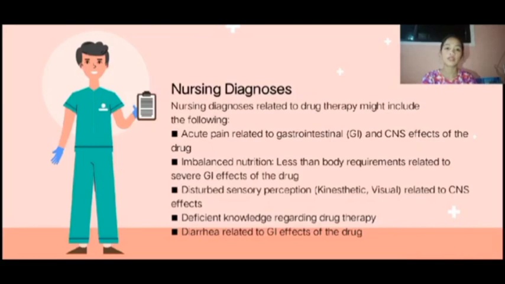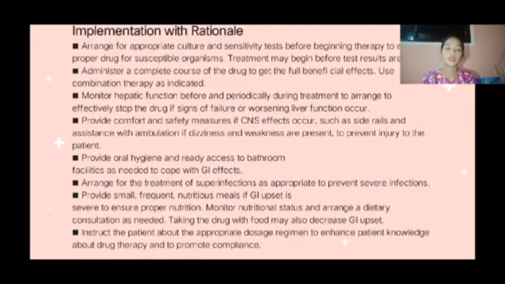Next is nursing diagnosis. Nursing diagnosis related to drug therapy might include acute pain related to gastrointestinal and central nervous system effects of the drug, imbalanced nutrition, less than body requirements related to severe GI effects of the drug, disturbed sensory perception related to central nervous system effects, deficient knowledge regarding drug therapy, diarrhea related to GI effects of the drug. Next is the implementation with rationale.